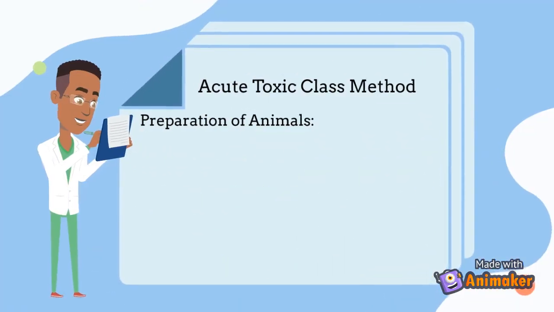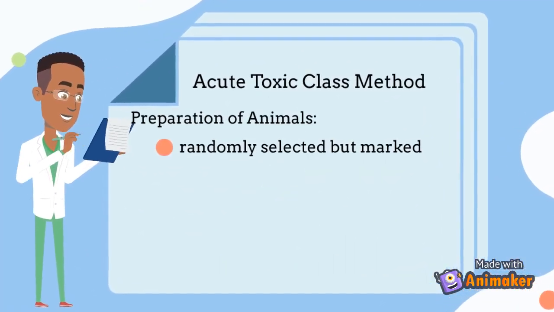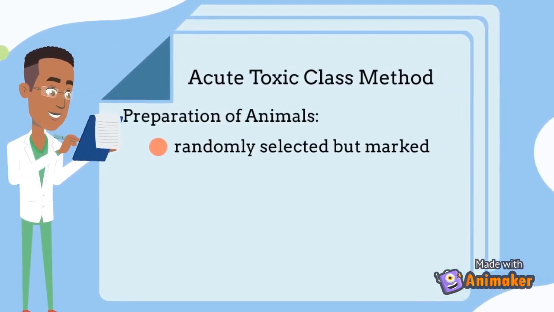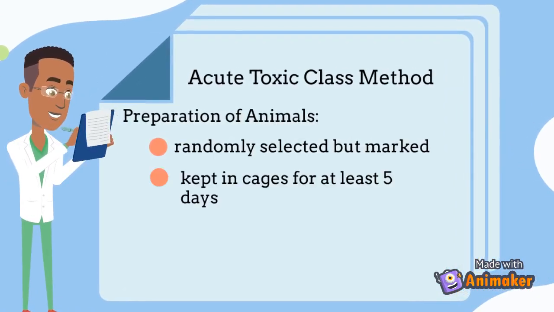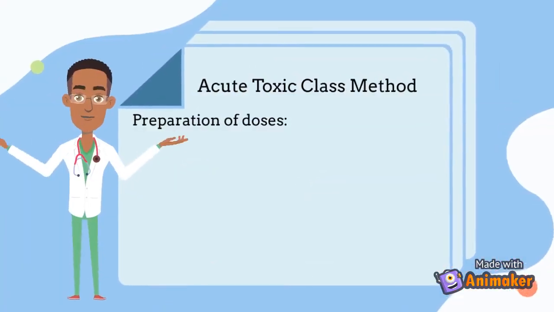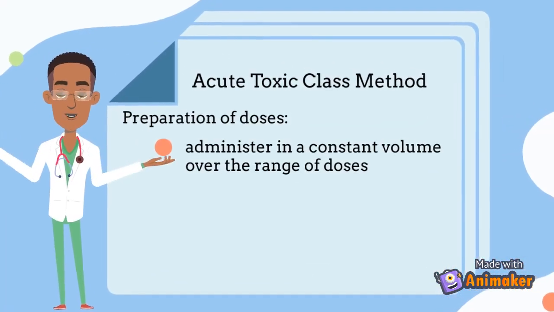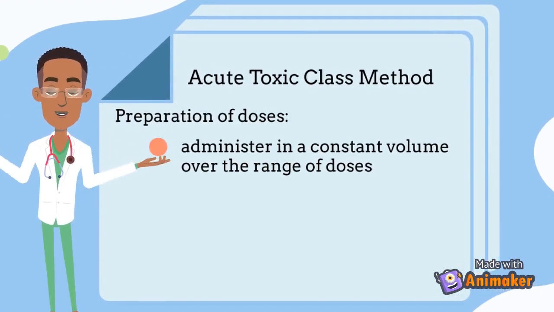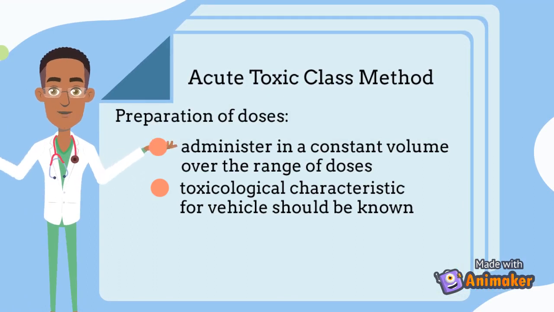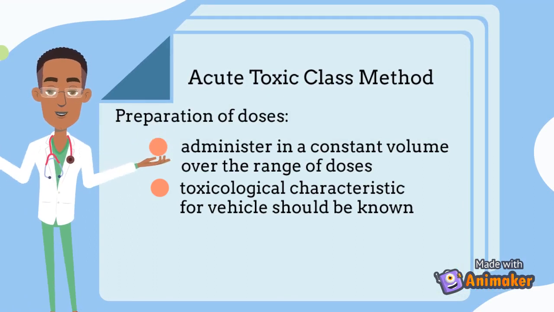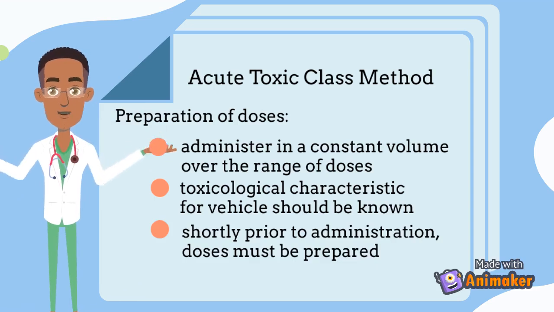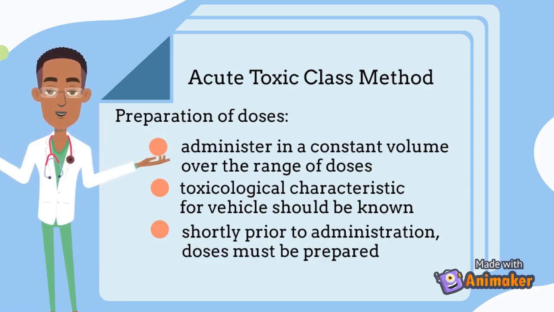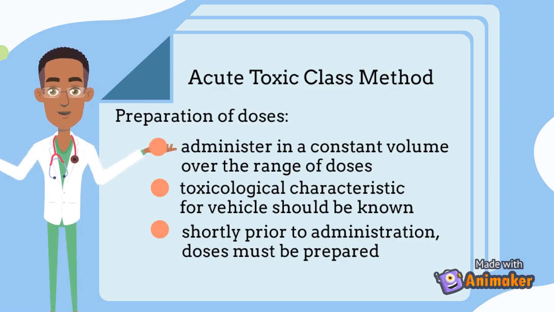In preparation of animals, animals are randomly selected, but they are marked to permit individual identification. Animals should be kept in cages for at least 5 days to allow acclimatization to laboratory conditions. Lastly, for preparation of doses, test substances should be administered in a constant volume over the range of doses, varying the concentration of the dosing preparation. The toxicological characteristics of a vehicle other than water should be known. Doses must be prepared shortly prior to administration unless the stability of the preparation over time is known.